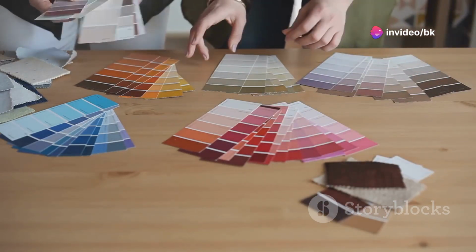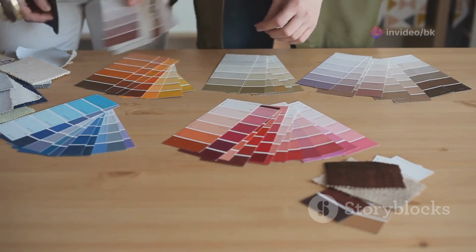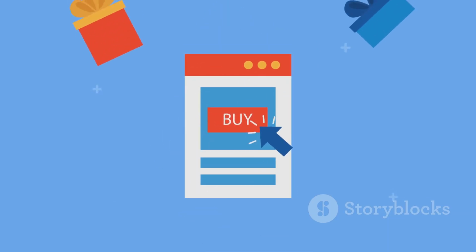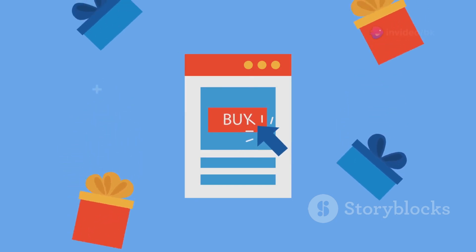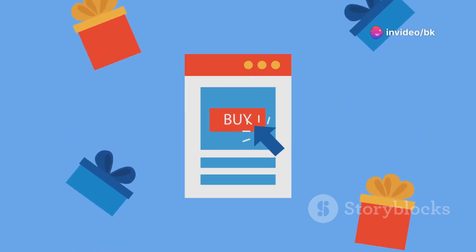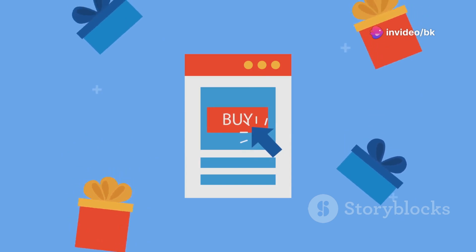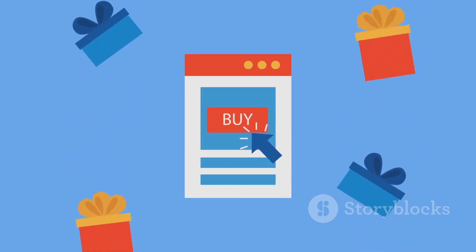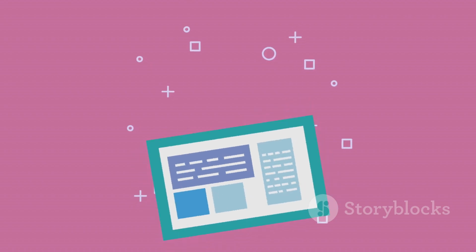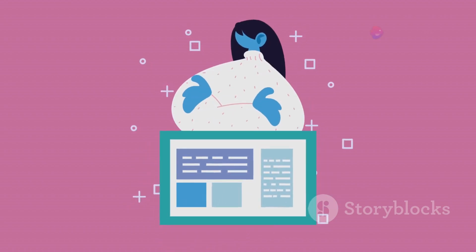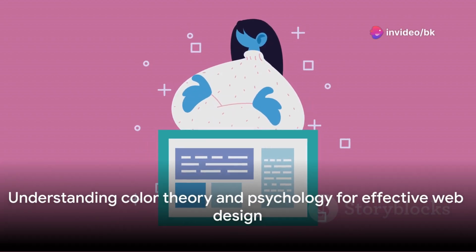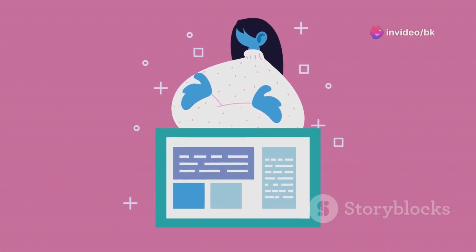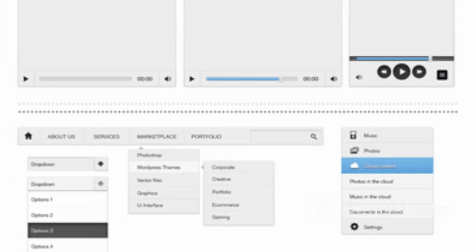So it's crucial to understand your target audience and the message you want to convey when choosing your website's color palette. In web design, colors can also serve specific functions. They can highlight important elements, guide the user's eye, and even influence user behavior. For instance, a bright contrasting color might be used for a call to action button to make it stand out and encourage users to click. Understanding color theory and psychology can help you make informed decisions about your website's color scheme, creating a more engaging and effective design.